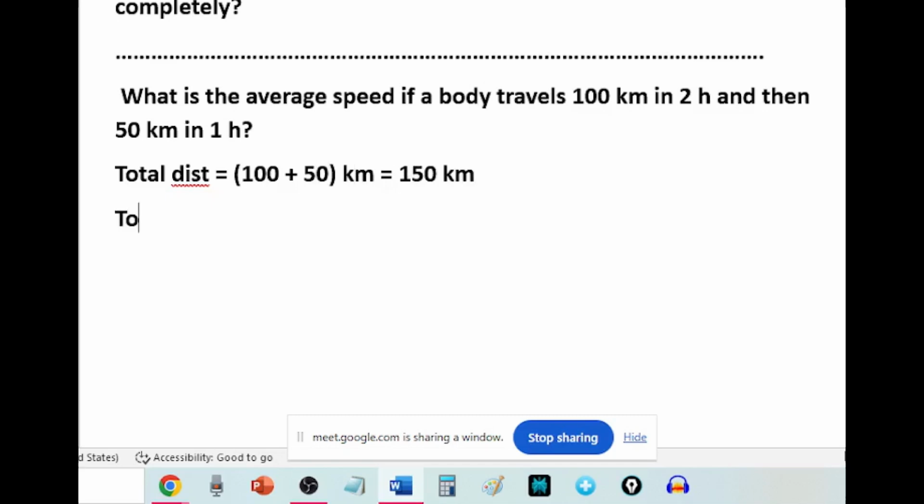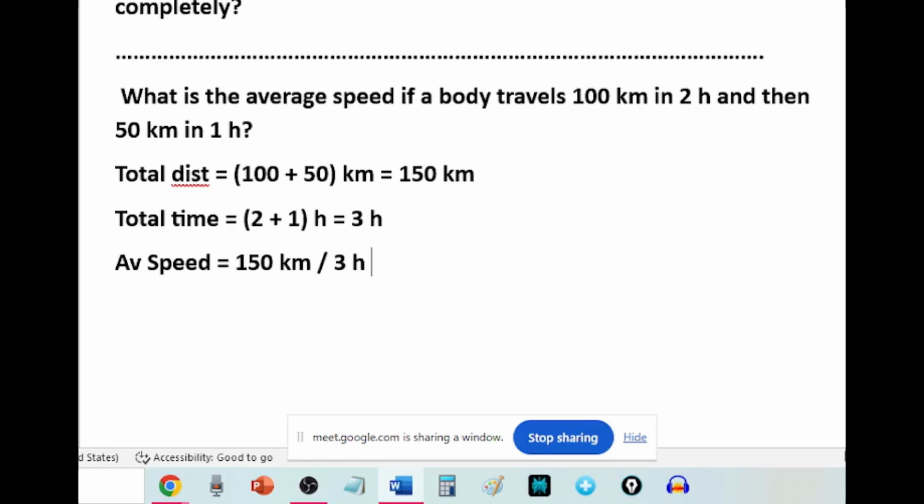And total time would be 2 hours plus 1 hour. That will be 3 hours. So average speed will be total distance divided by total time, 3 hours. So 150 divided by 3, 50 kilometers per hour. Okay?